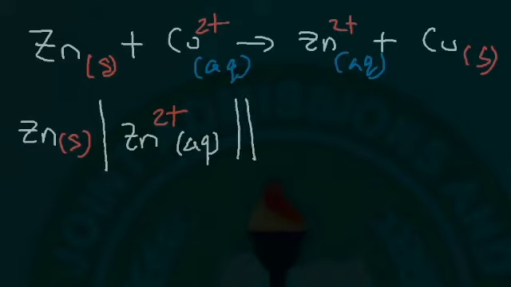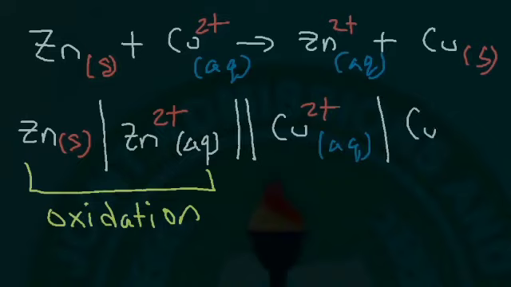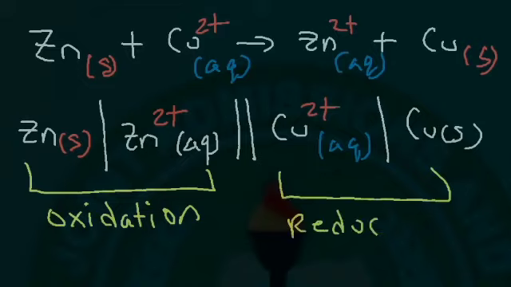So as you can see, the first half of the cell notation represents the oxidation part of the reaction. The second half is for the reduction. So we're going to start with copper 2 plus, which is also in the aqueous phase. And we're going to separate the aqueous phase from the solid phase. And so the second part of the cell notation represents reduction. So that's one way in which you can write the cell notation for a reaction.